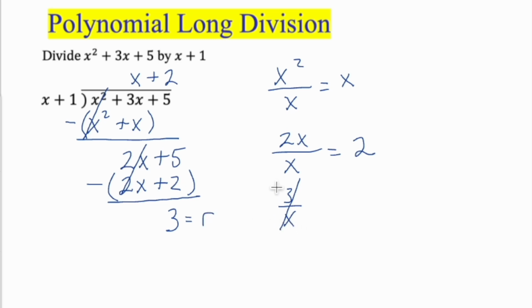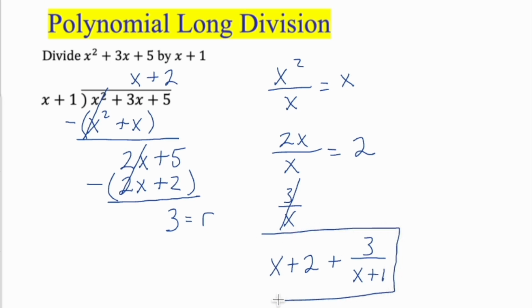Okay, so the way we're going to write this is we are going to write x plus 2 plus the remainder 3 over the divisor. And that's your final answer. Now we're going to put a box around this because that's our final answer. Okay, let's move down to our next problem.